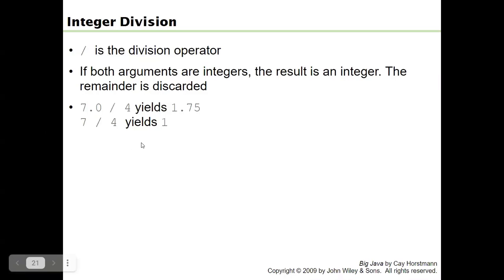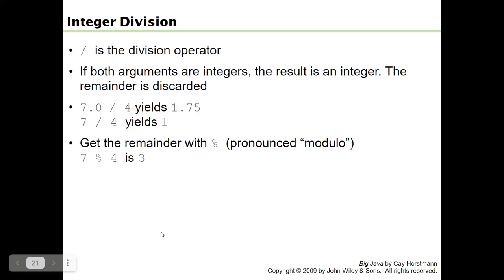So 7 divided by 4 is 1, not 1.75. So you have to keep that in mind when you're working with integers. You're going to get that decimal fractional part truncated off, chopped off, if you use just integer math.